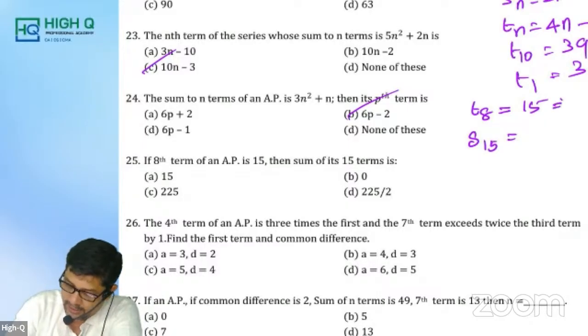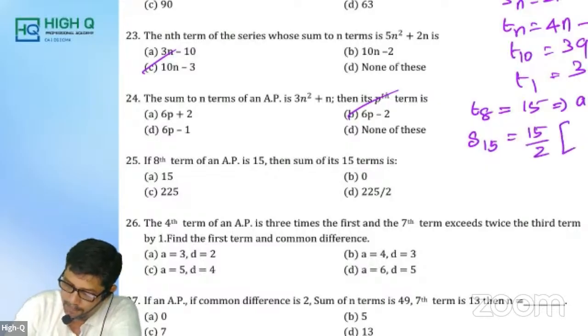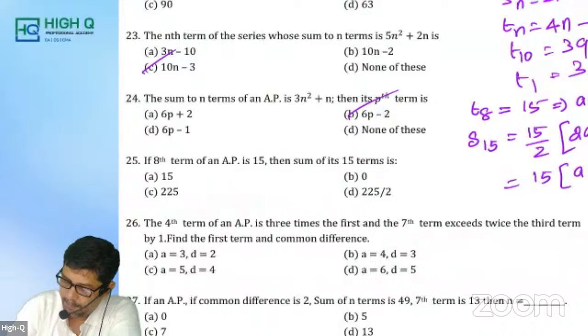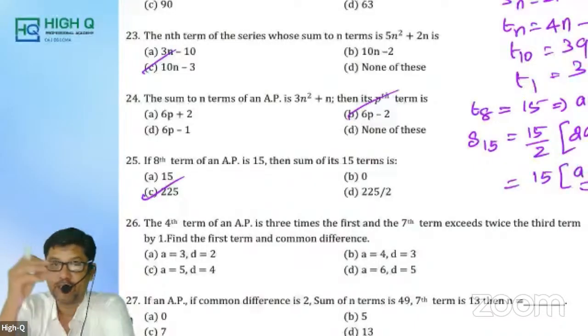So, is it nothing but A plus 14D, my dear? Okay. 15 by 2, 2A plus n minus 1 into D. Can I take 2 outside? 15 into A plus 7D. This is A plus 7D, sorry. A plus 7D is again 15. 15 15s are 225.